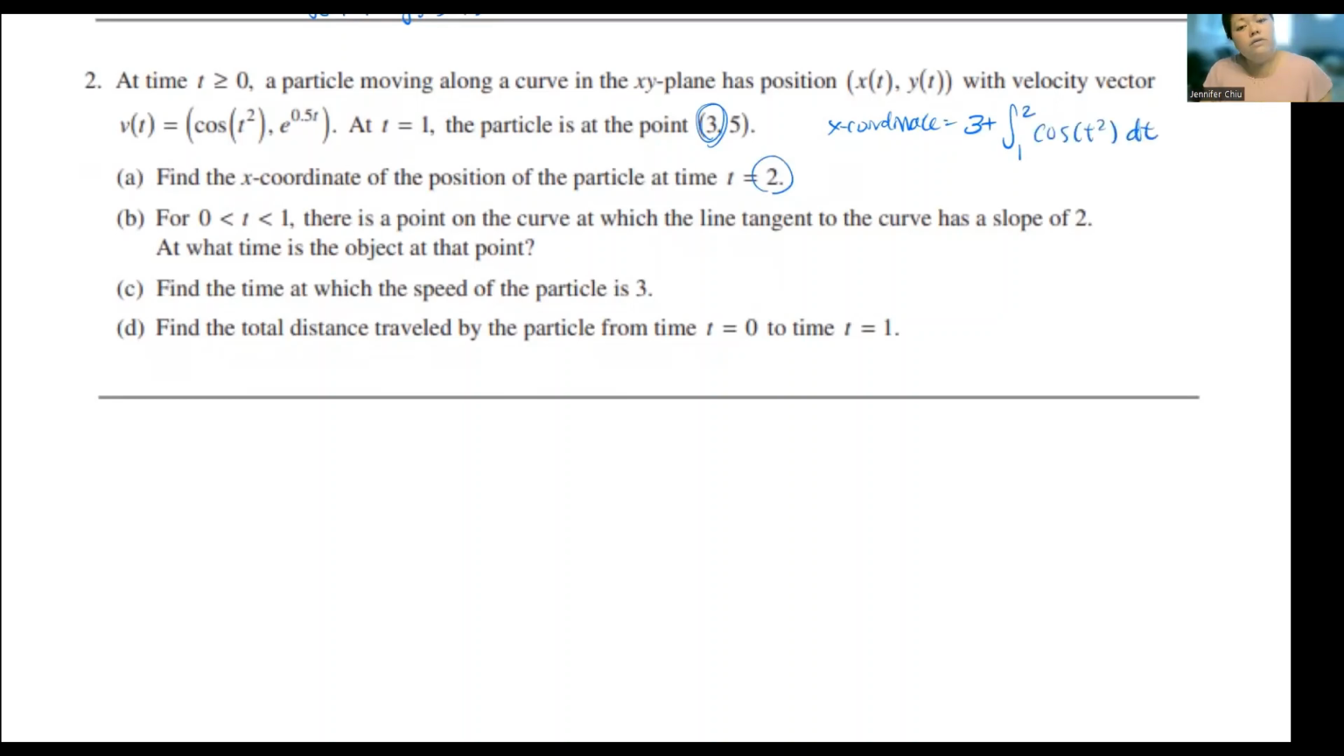And you need to use a calculator for this because you cannot integrate this. You have t squared inside. You don't have a u-sub for this. So use the math 9 function on the calculator, which will be nice and simple and quick.